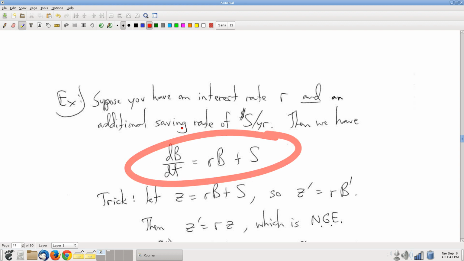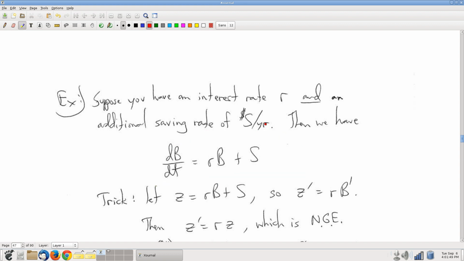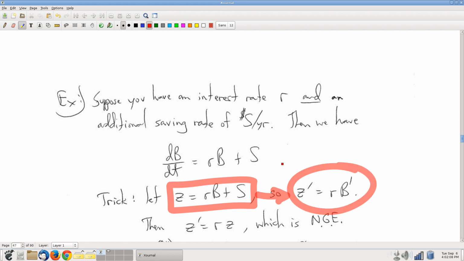And I want to talk quickly about how to solve this differential equation. Now this is a separable differential equation, and you could apply that method to separate this equation and solve it directly. But here's a neat little trick. Make this substitution: let Z equal RB plus S, in other words, the right-hand side of the differential equation. Taking the derivative of both sides, you get that.